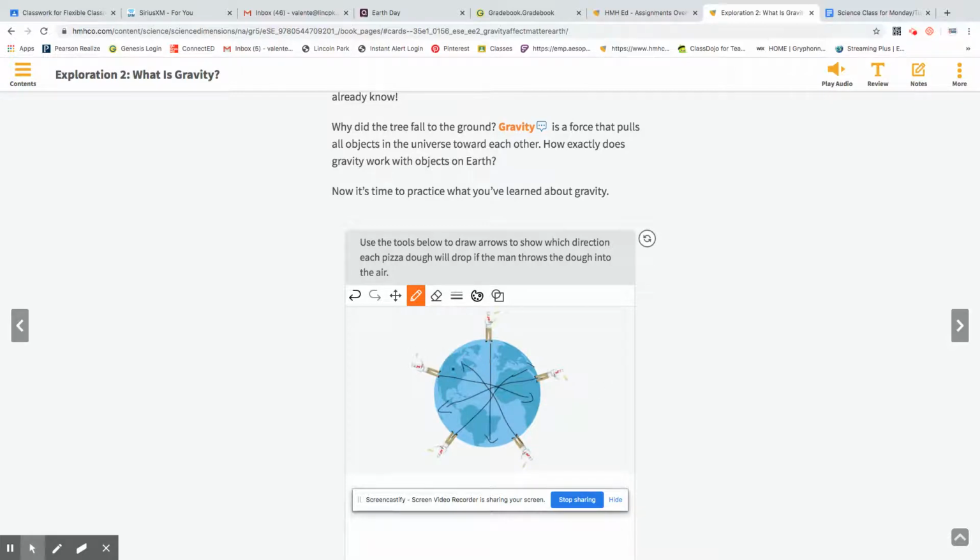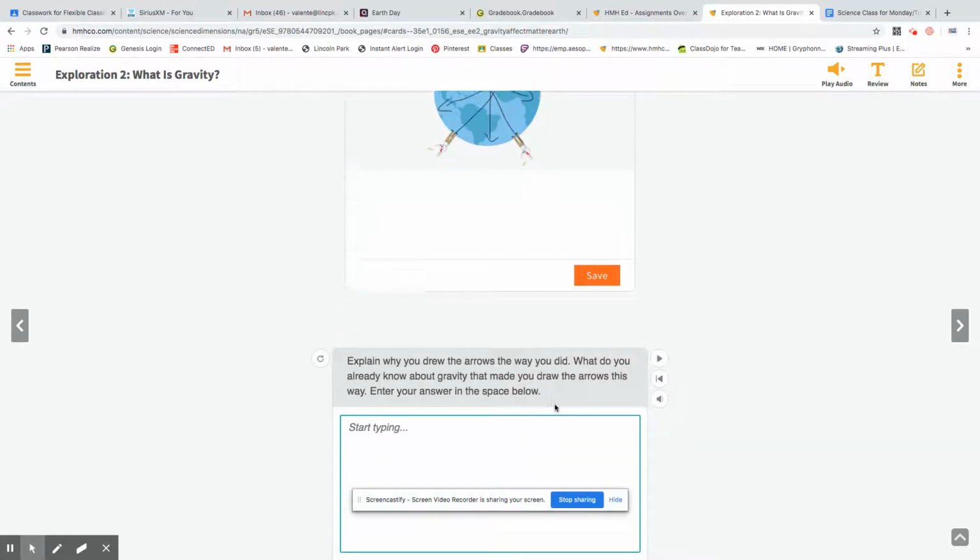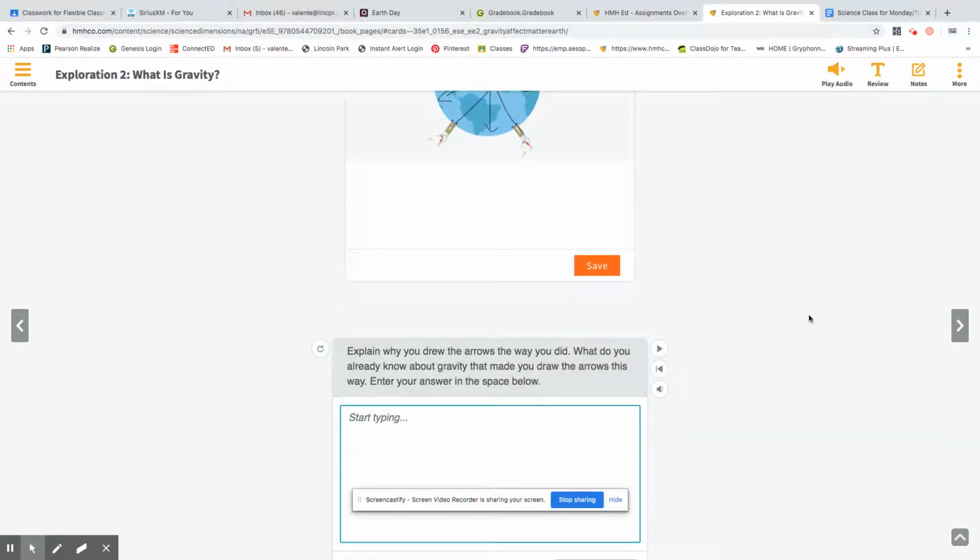So gravity is going to pull the dough down towards Earth from each person's direction. So it doesn't matter where they're standing, it just is going to fall directly down. Take a minute and draw those in. Don't forget to hit save on those drawings, by the way.